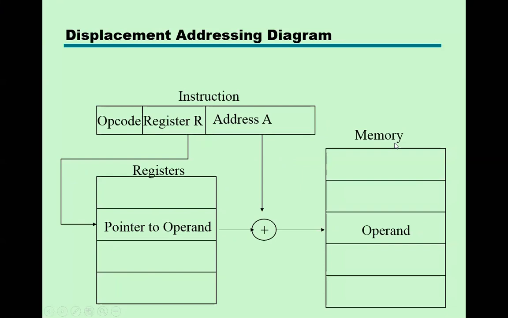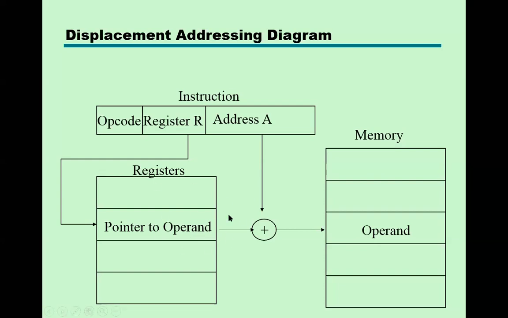Next one is the displacement addressing mode. Displacement. So here you will find the opcode is there, the register address is there, and the base address is there. So how can we find out the operand value? From the register address, you will get the respective register, which points to the operand.